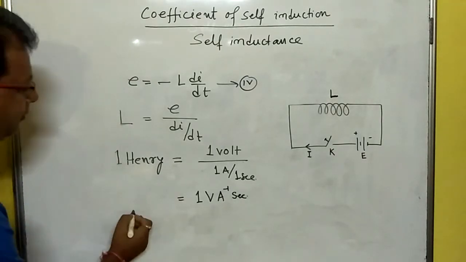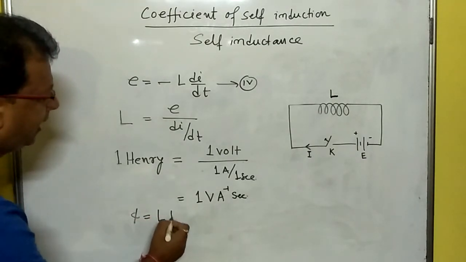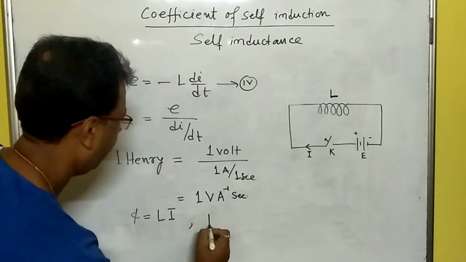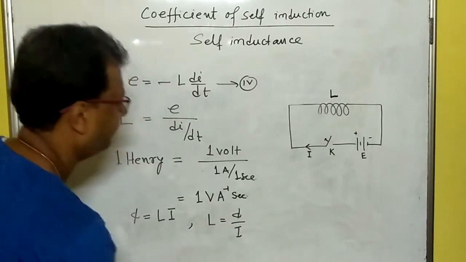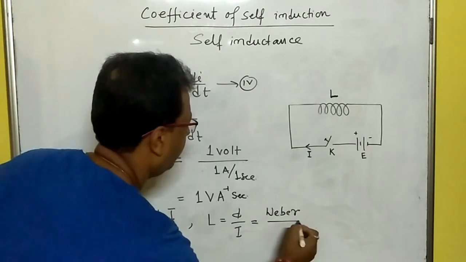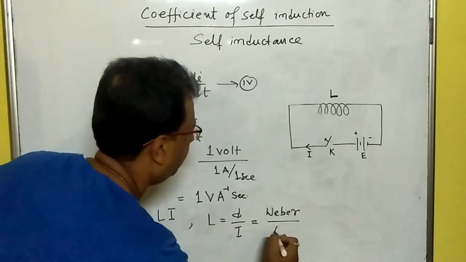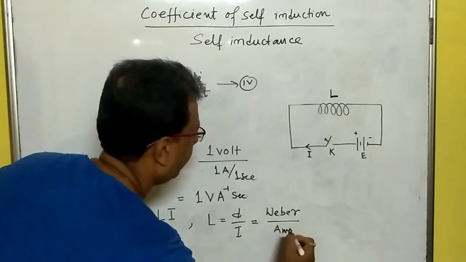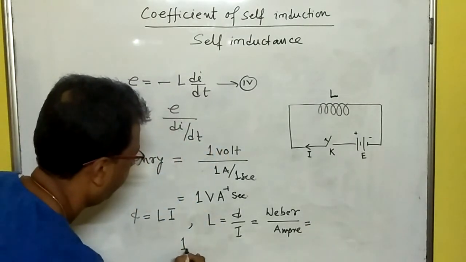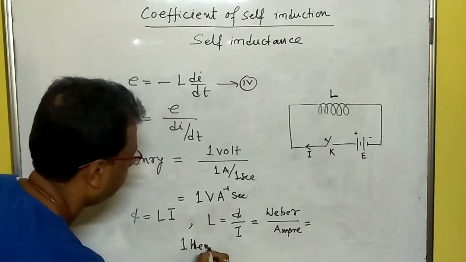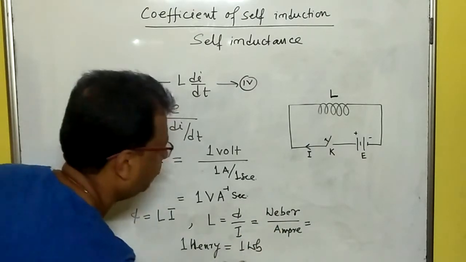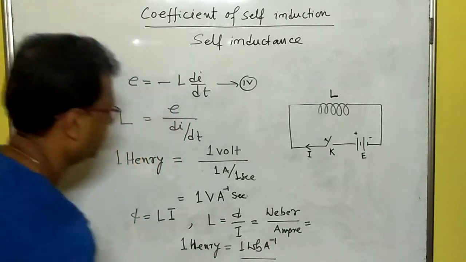We can also write, we know that phi is equal to L into I. From here also you can write the units. You can write it as L is equal to phi by I. Now the unit of phi is Weber and I is ampere. So we can write 1 Henry is equal to 1 Weber per ampere. So 1 Weber per ampere, or ampere inverse.